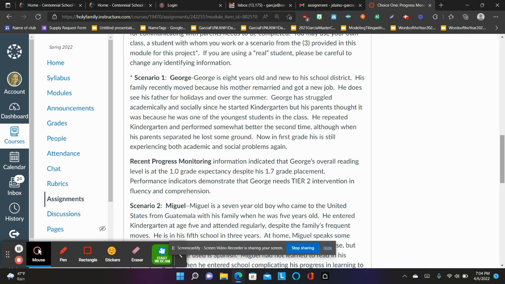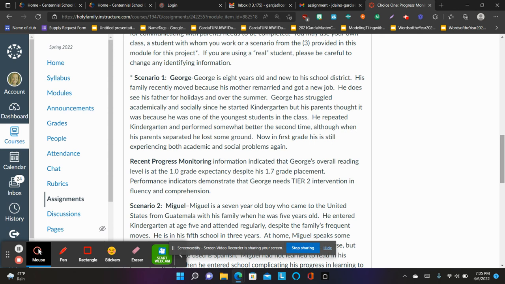So scenario one is related to George. George is 8 years old and new to his school district. His family recently moved because his mother remarried and got a new job. He does see his father for holidays and over the summer. George has struggled academically and socially since he started kindergarten, but his parents thought it was because he was one of the youngest students in class. He repeated kindergarten and performed somewhat better the second time, although when his parents separated, he lost some ground. Now, in first grade, he is still experiencing both academic and social problems again.